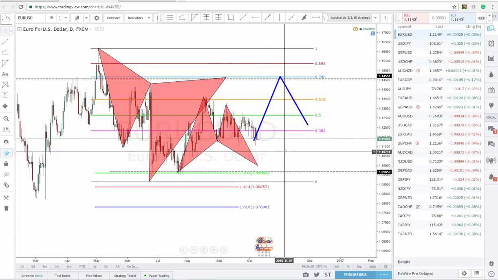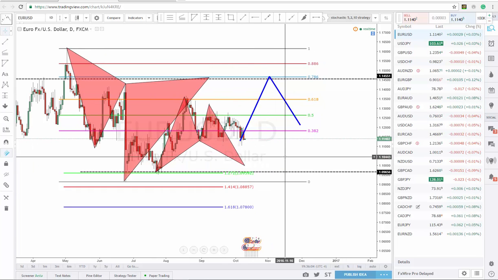So there's our long-term analysis on the euro dollar. We are looking at two different advanced patterns in two different zones of higher time frame structure that we see as good trading opportunities once the market gets there.